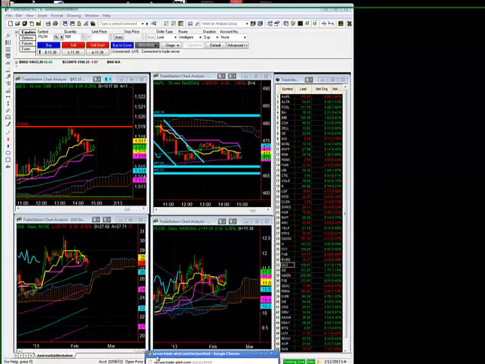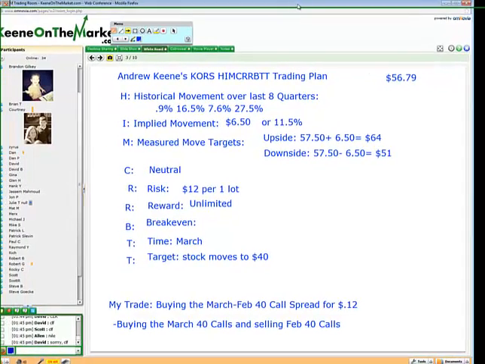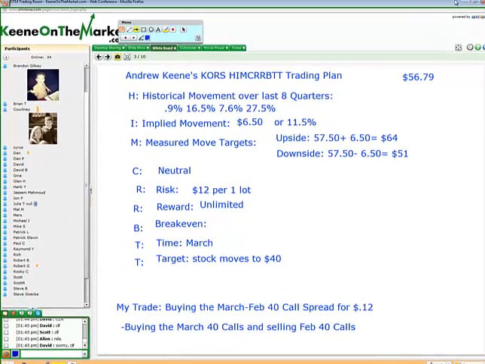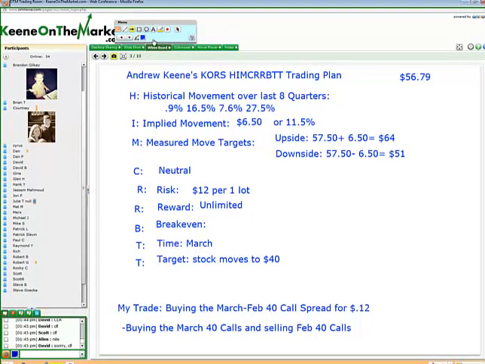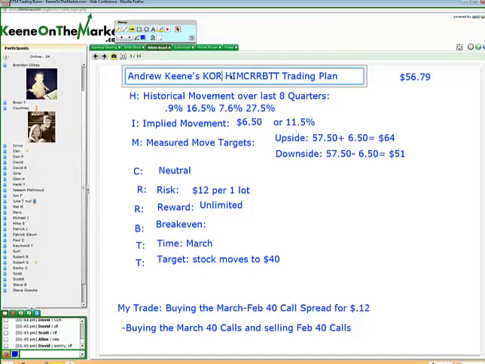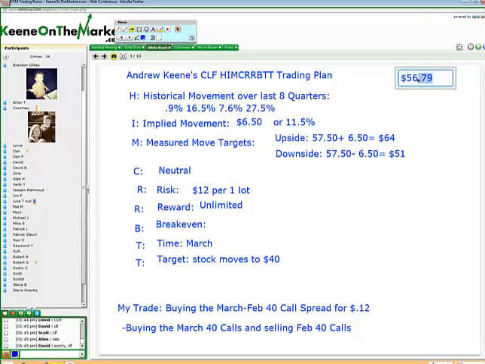All right, so I'm going to go over the earnings trades, and the first one I'm going to go over is CLF for earnings. Cliffs, and this is a global growth play, so it's going to tell a lot about global growth. So let me just put this in here. Stock is currently trading $36.75. And I go through the HIM Cribbit trading plan.